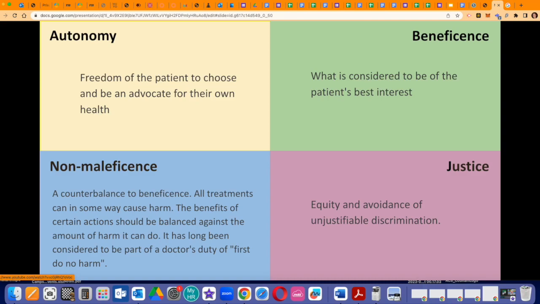Beneficence: what's in the best interest, what's the most beneficial for the patient, needs to be considered, okay? And that's what we mean when we're considering beneficence. When we're considering non-maleficence, we want to do something that's not going to in some way cause harm. So all treatments in some way can cause some kind of harm to a patient.